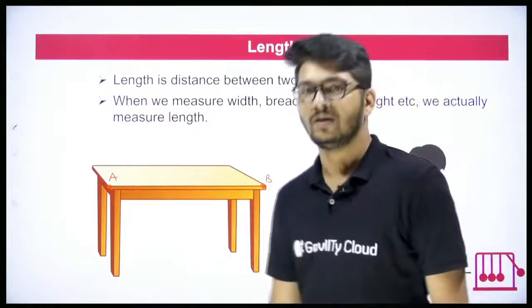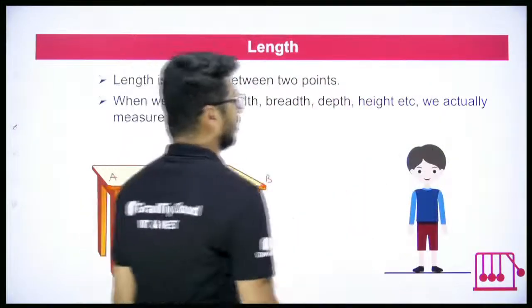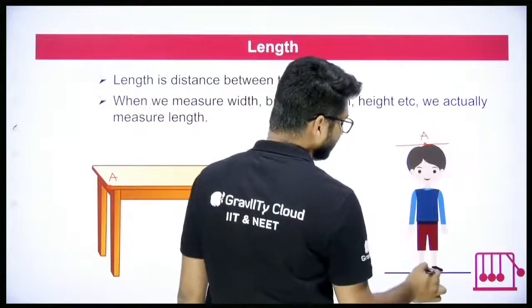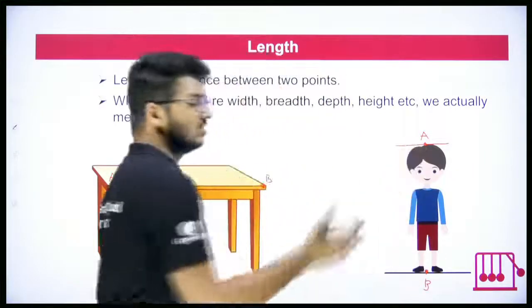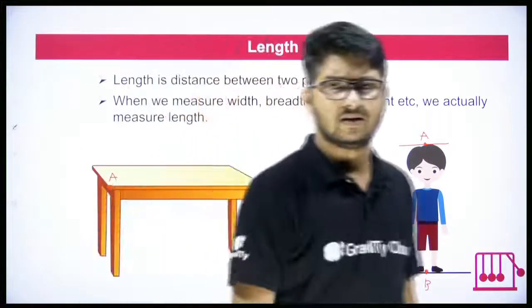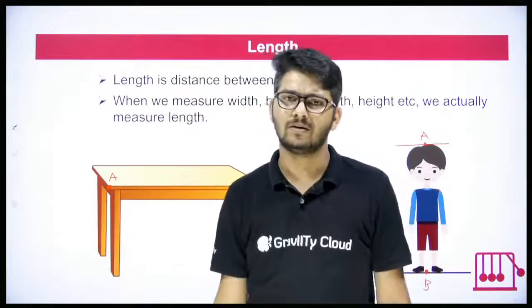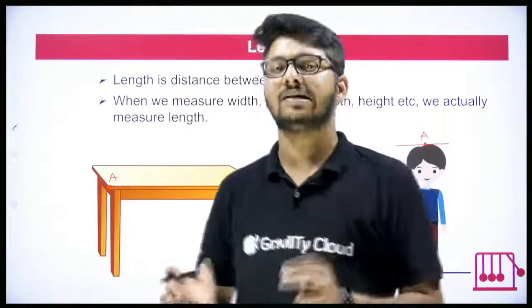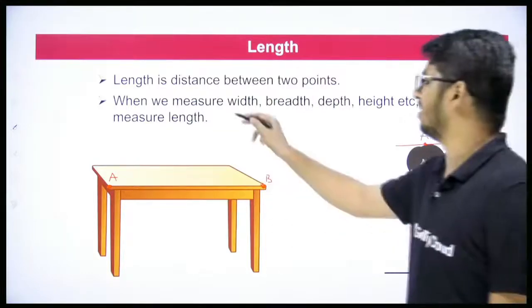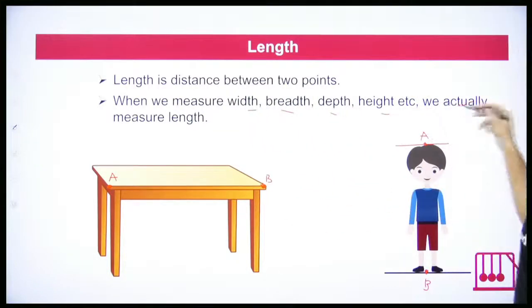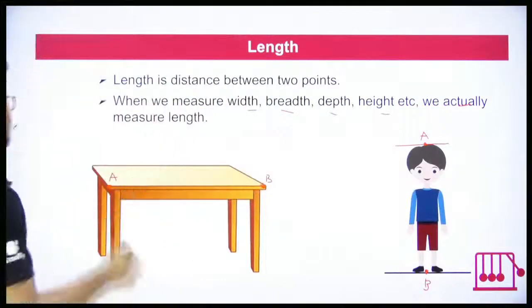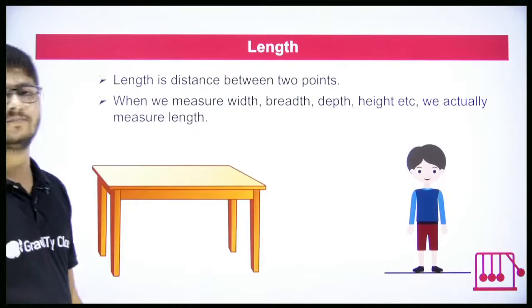Simple. If I want to measure the height of this boy here, let's say this point is A, this point is B. The distance between these 2 points is the height, and height is another type of length. Distance, we know what distance is, we know what length is. When we measure width, breadth, depth, height, etc., they are nothing but length. So we actually measure length. Good?